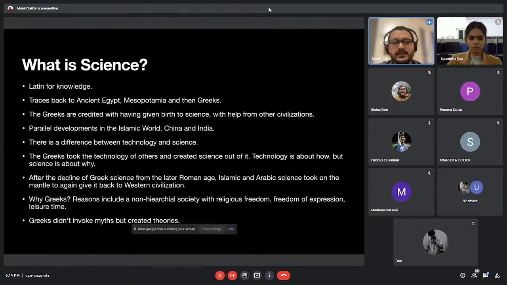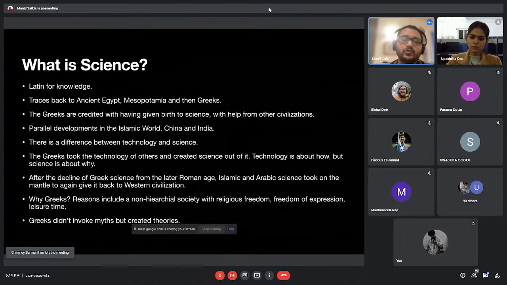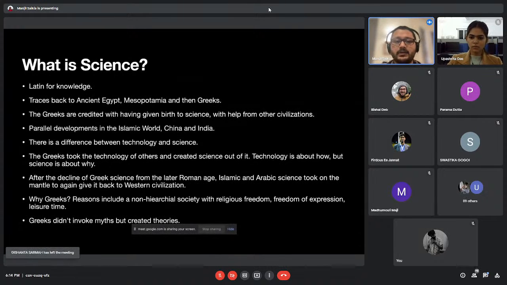But the key point is that there is a difference between technology and science. Before the Greeks, people were using technology. For example, people had the wheel, and people knew how to pump water, and people knew how to shoot at enemies using the concept of parabolic motion and things like that. So these were examples of technology.